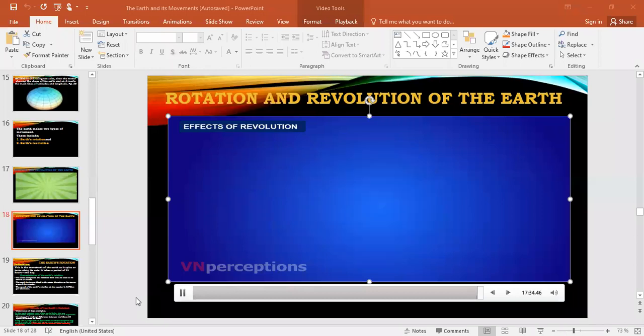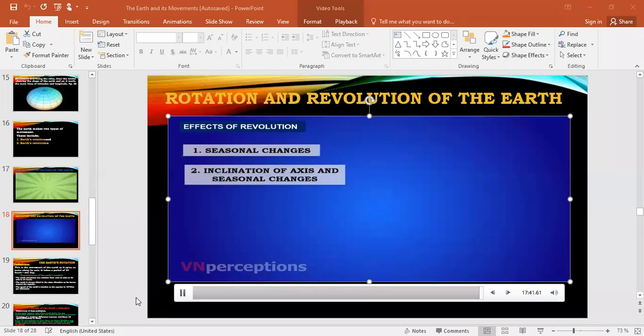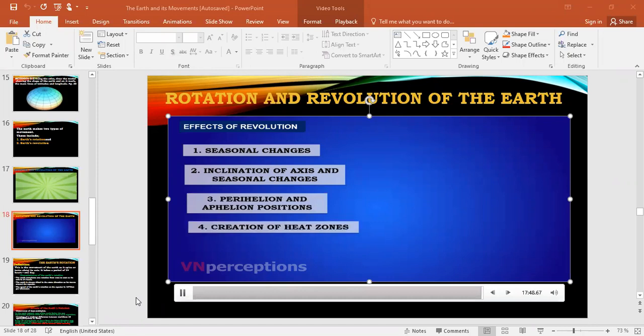So if we sum up the effects of revolution, the first one is the seasonal changes, inclination of axis and the seasonal changes, perihelion and aphelion positions, and creation of heat zones.